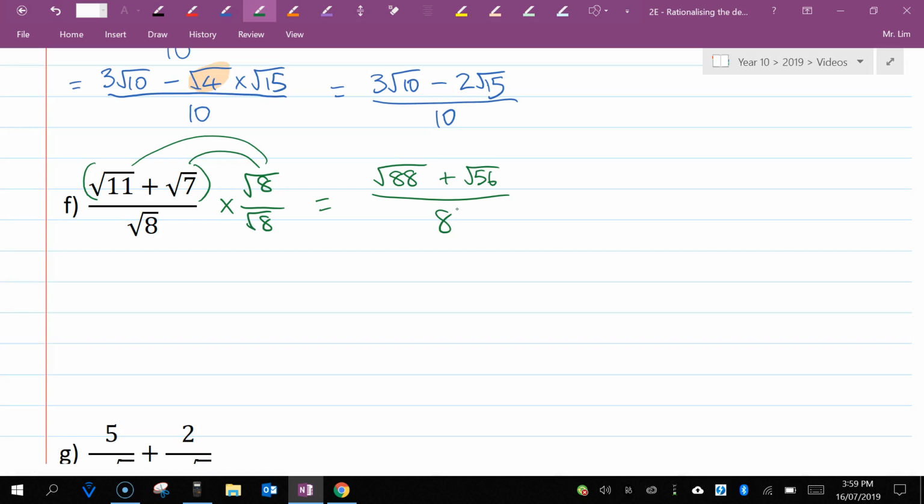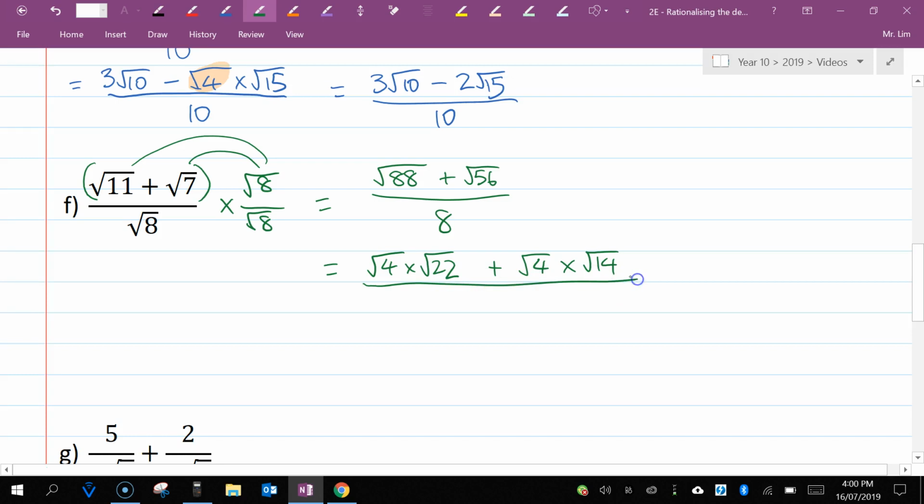Can we simplify this? Well, here we've got root 88. That's divisible by 4. So we've got root 4 times root 22. Root 56 is also divisible by 4. So it's root 4 times root 14 all over 8. That simplifies to, well, the square root of 4 is 2. So we've got 2 root 22 plus 2 root 14 all over 8.